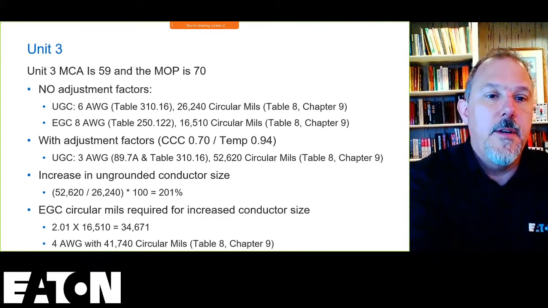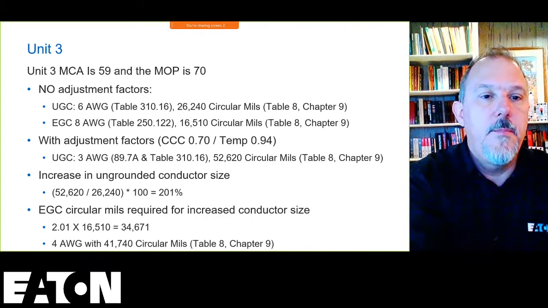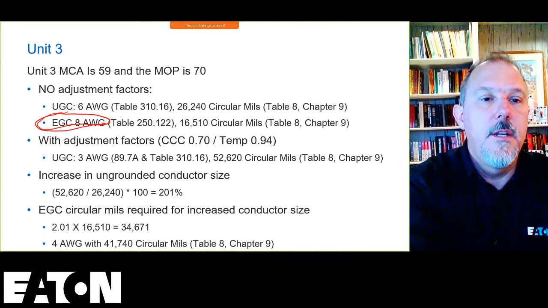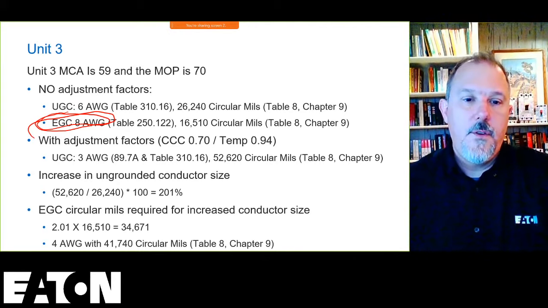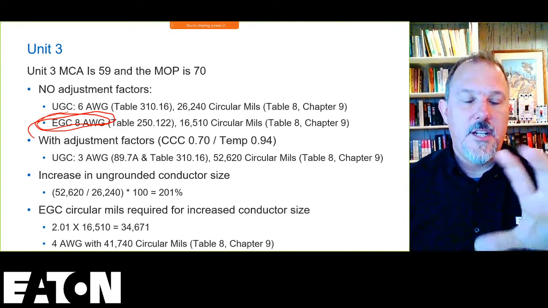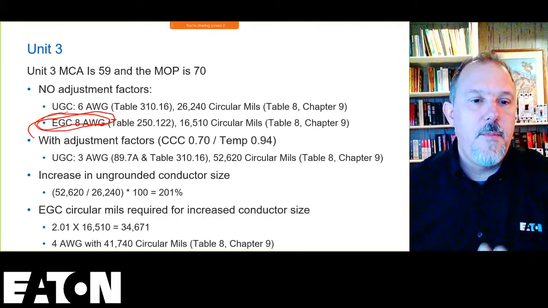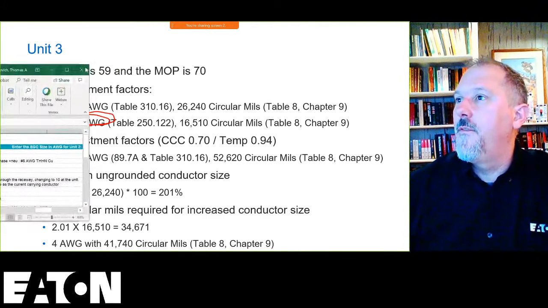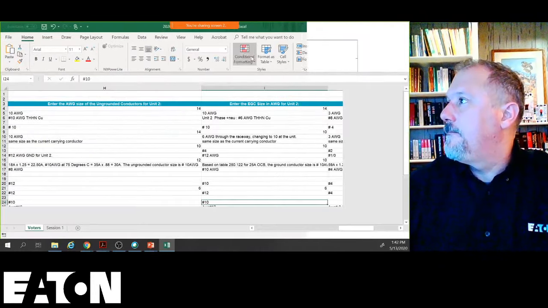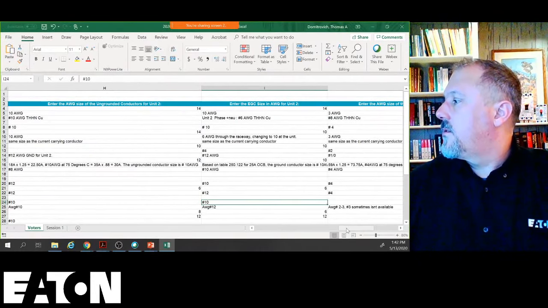So your equipment grounding conductor is going to be based upon the overcurrent device, and that's going to be an 8. If you increased it because of the adjustment factors, which you didn't have to, you may have an answer of a number 4. So let's take a look and see how many people have a number 4 as opposed to a number 8. All right, scroll over to the right.